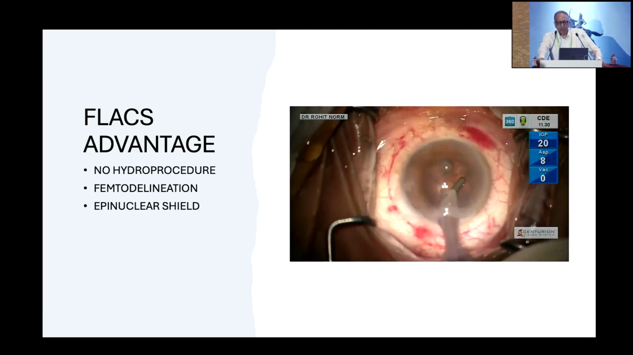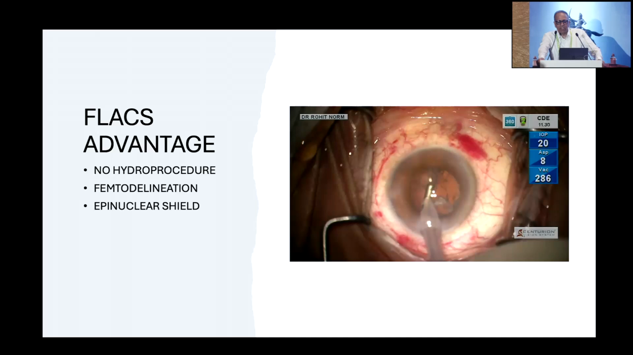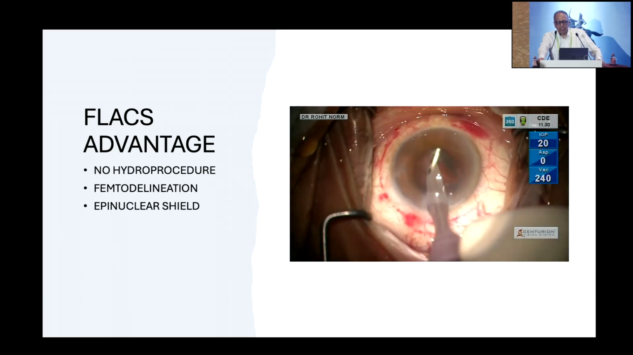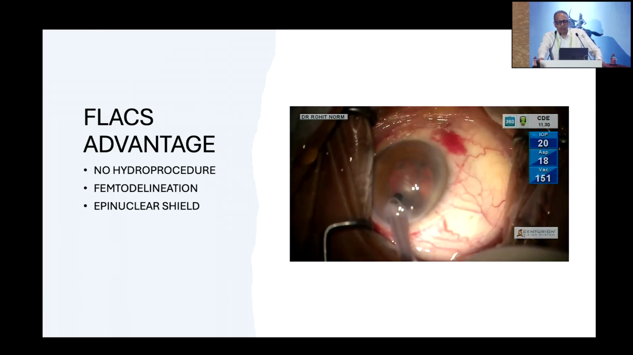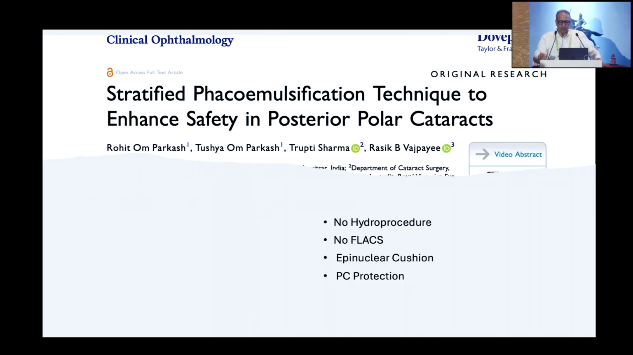Now once that is taken out, the intraocular lens can easily be implanted in the sulcus. This was a patient who had an intravitreal injection, which caused a posterior capsular tear.